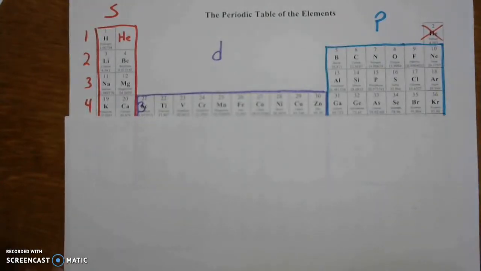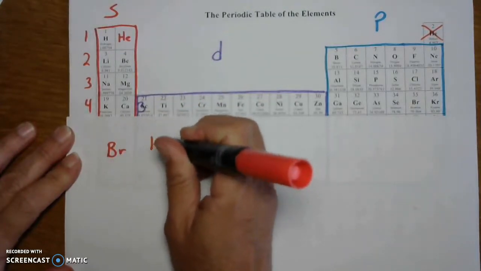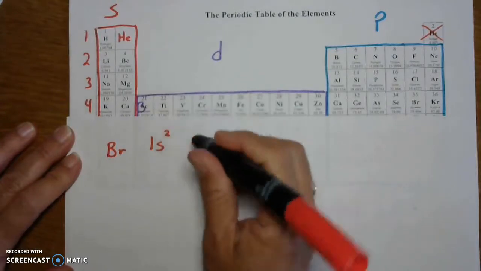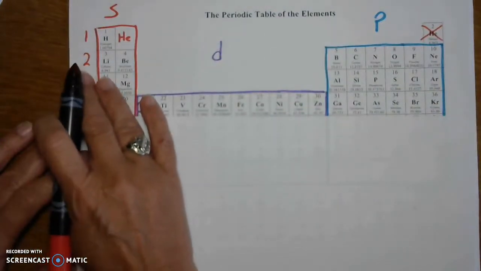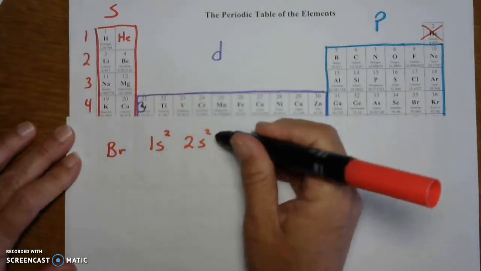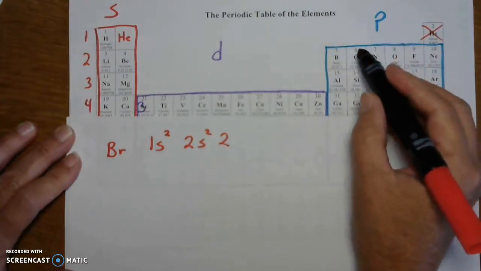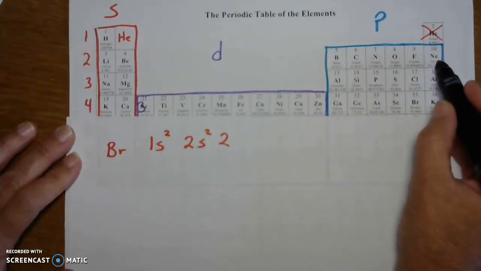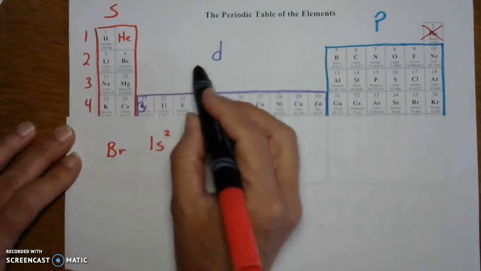Okay, so let's do the electron configuration of bromine. We're going to start up at the top, 1s, and there are two boxes, so it's 1s2. That takes care of the first row. Let's look at the second row. We've got 2s, and there are two boxes, so there are 2 electrons, and 2p, and there are 6 boxes here. So that takes care of the first row and the second row.